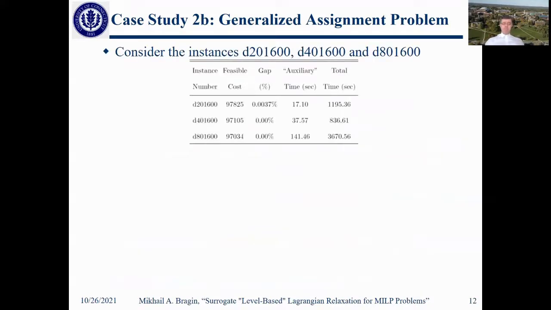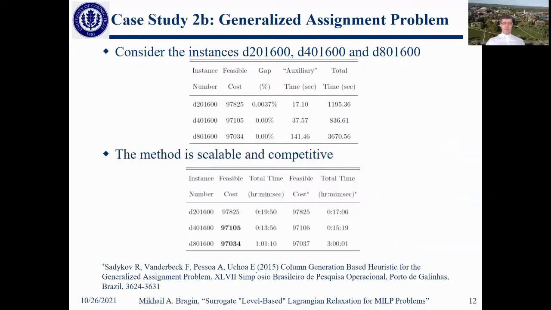Then for the case study 2b, here I consider 2 more instances with 40 machines and 80 machines. What I found out is the method is scalable and it's also competitive. I compared the method with the best method that had been available. What I found out is that for the instance with 20 machines, the results are comparable. For the larger instances, the method that I had developed was in fact able to find optimal solutions. And it's much faster than previous methods. For the largest instance, the total time was about 1/3, 1 hour versus 3 hours.